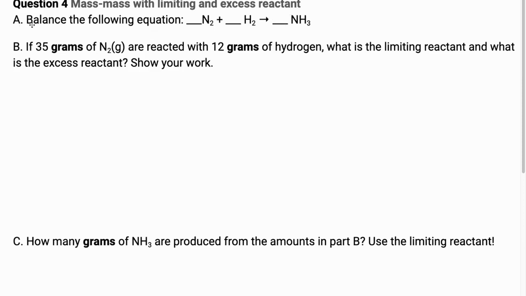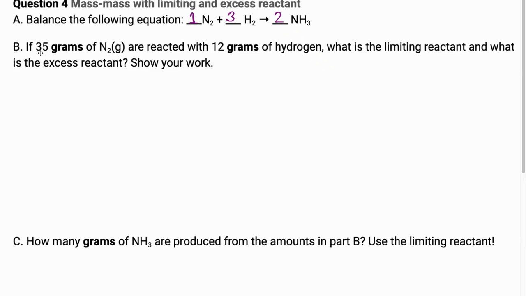Starting with A, it says balance the following equation. So I have two N's here. I need to put a 2 here to balance the N's. That 2 will multiply the 3 H's here, which makes 6 H's, so I need a 3 here. And then we have 2 N's, so I can put a 1 here to balance. So we have our balanced reaction, which gives us the mole ratios.